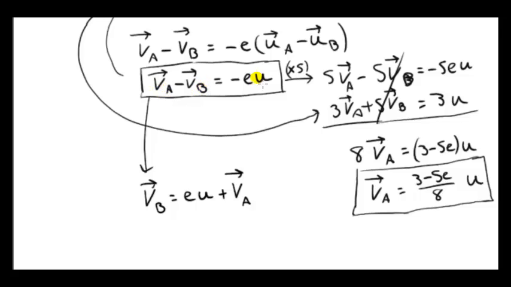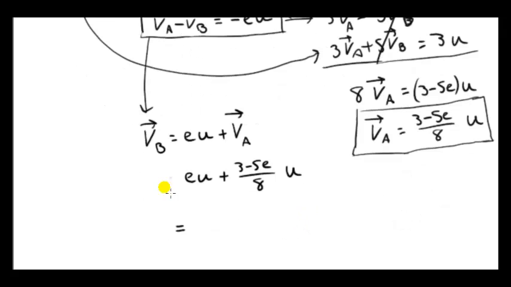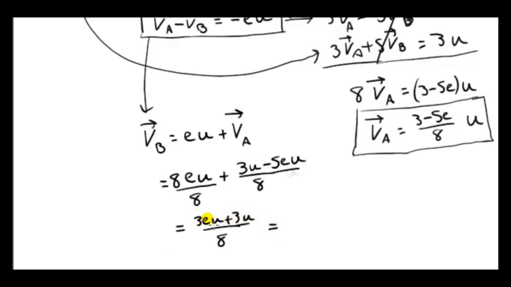Anyway, let's go and get VB now. So I'm using this equation here. So add on this quantity. I could get a common denominator of 8, but I'd have to stick an 8 up here. Just multiplied into u here. 8eu minus 5eu is 3eu. I could factorize 3u out of the top, and I could take out the 8, and in brackets here I could write e plus 1.